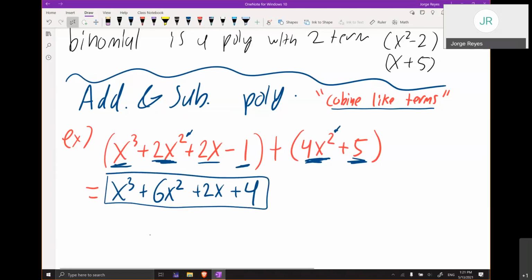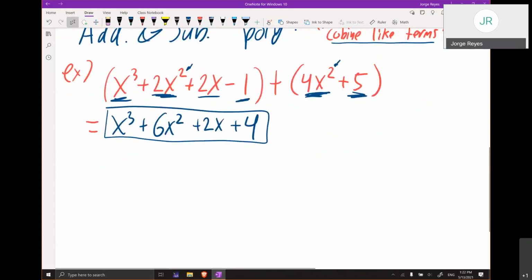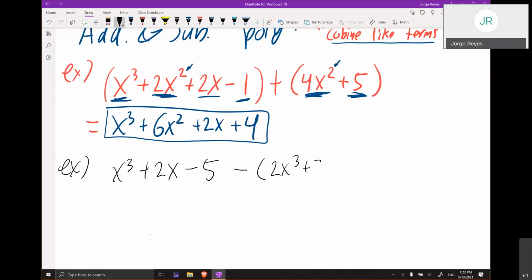So really not that hard. Now subtraction is a little annoying. Okay, so if I have x cubed plus 2x minus 5, and I'm subtracting 2x cubed plus 7x squared minus 5x minus 2.